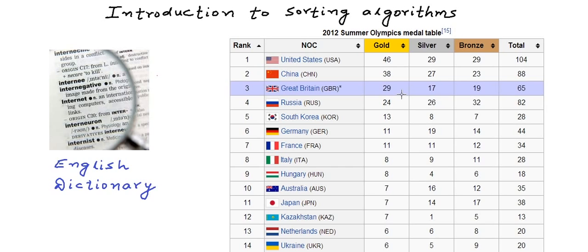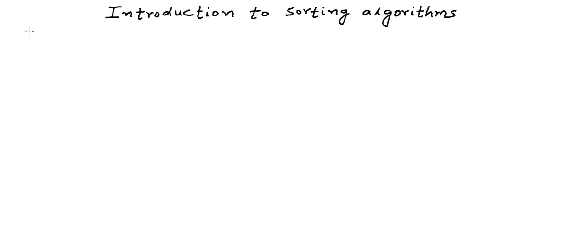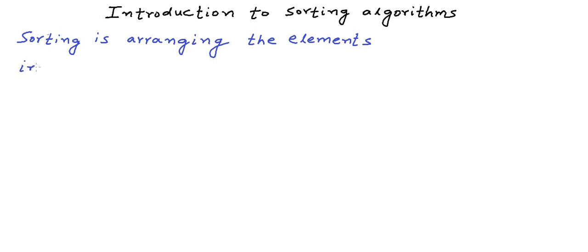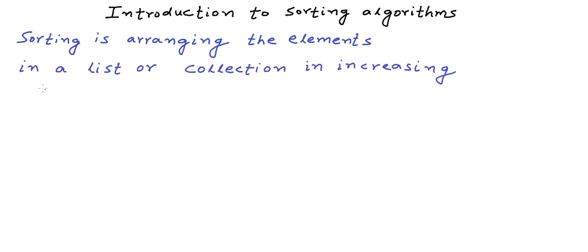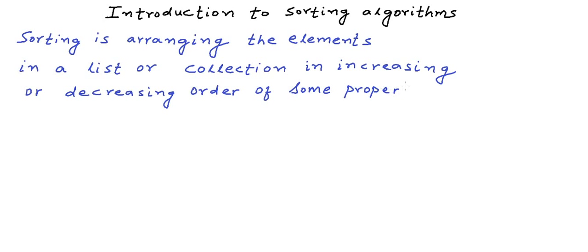If we want to define sorting formally, then sorting is arranging the elements in a list or collection in increasing or decreasing order of some property. The list should be homogeneous, that is, all the elements in the list should be of the same type. To study sorting algorithms, most of the time we use a list of integers, and typically we sort the list of integers in increasing order of value.